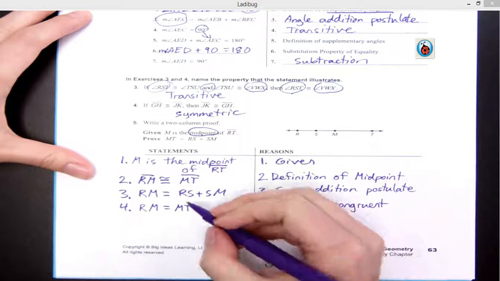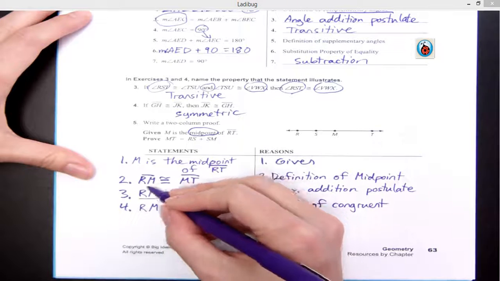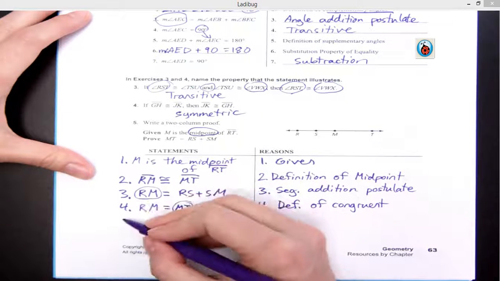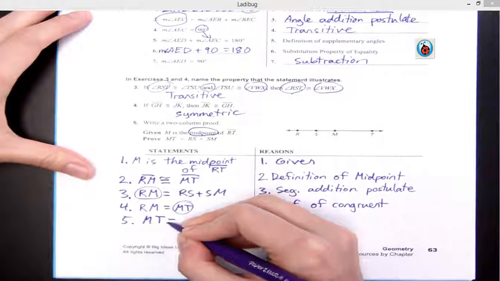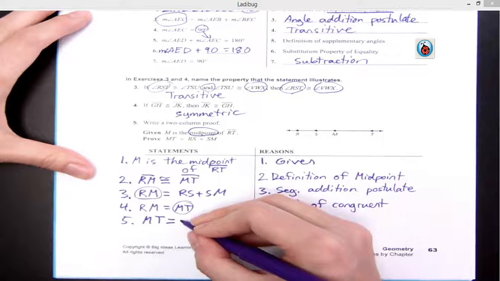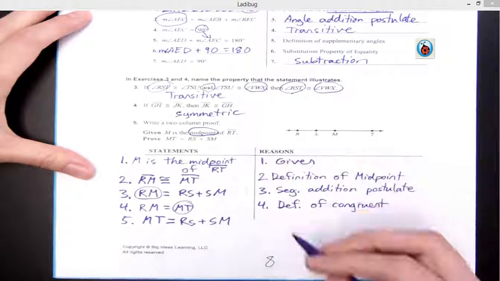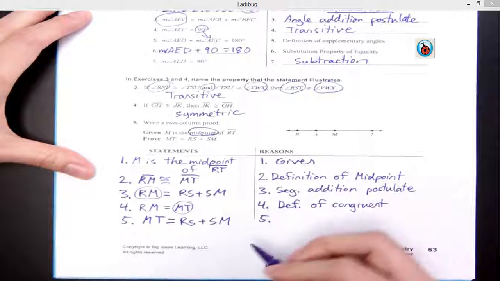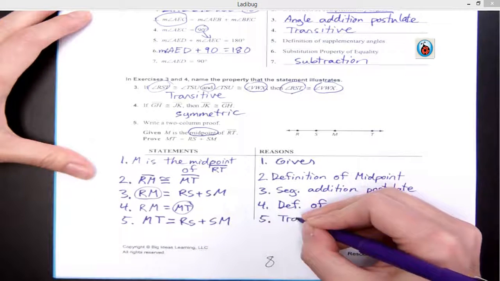And now I can just go ahead and substitute MT into the place of RM. So MT equals RS plus SM, which is what they asked me to prove. My reason, because I'm replacing an entire side, is transitive.